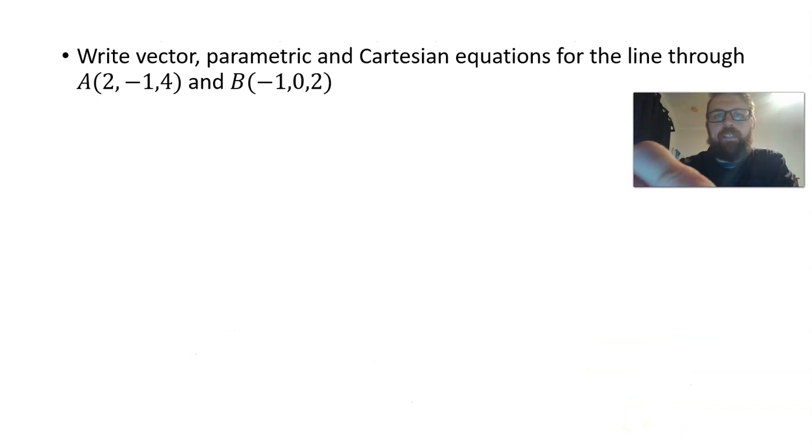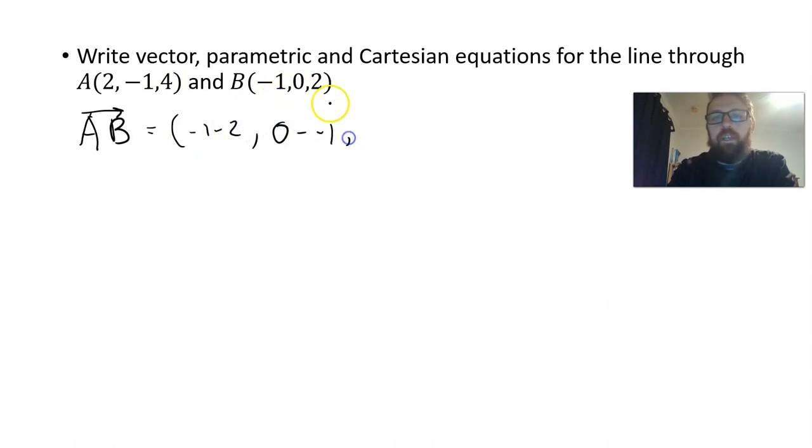So let's have a go at writing these things out, because that was quite a lot of algebra just to see. We've got a point A and B. The first thing we want to do is work out the vector AB. Again, we've seen this before, but we take the second term, -1, 2, 0, and we minus the first term, so -1, 0 minus -1, and 2 minus 4. So the vector AB is equal to -3, 1, and minus 2.